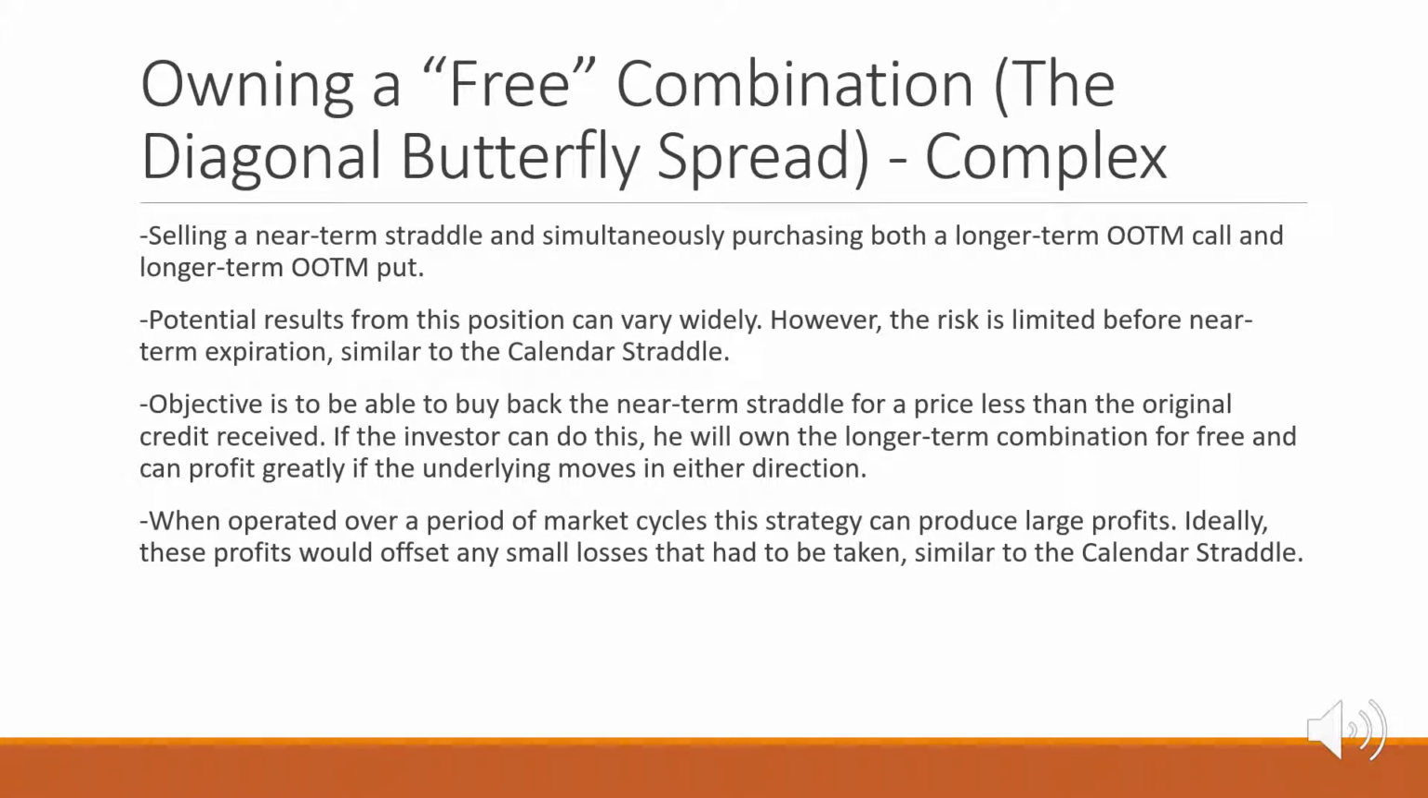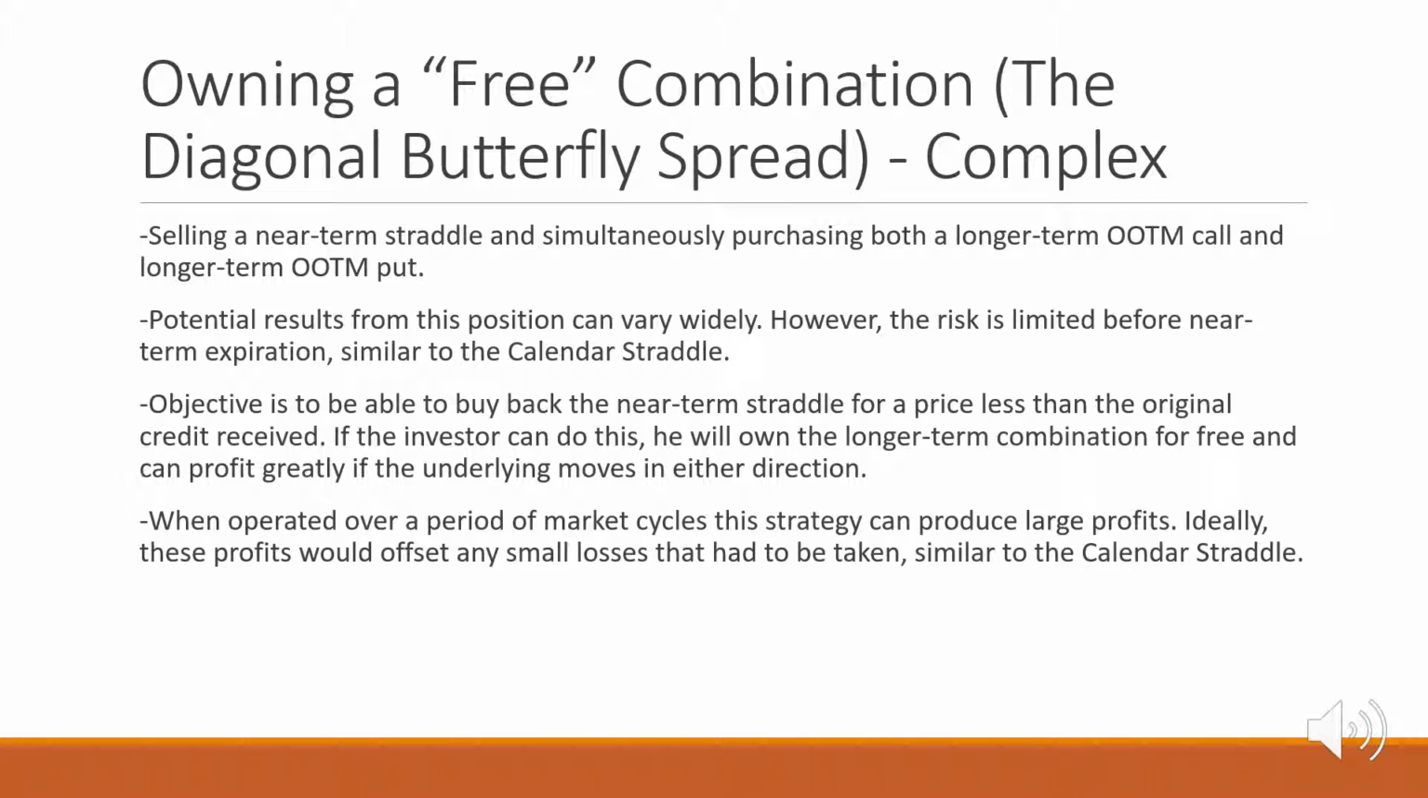Next is owning a free combination, aka the diagonal butterfly spread, and it is another complex scenario. This includes selling a near-term straddle and simultaneously purchasing both a longer-term out-of-the-money call and a longer-term out-of-the-money put. Potential results from this position can vary widely. However, the risk is limited before near-term expiration, similar to the calendar straddle.